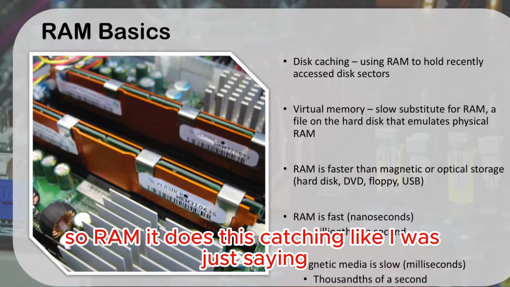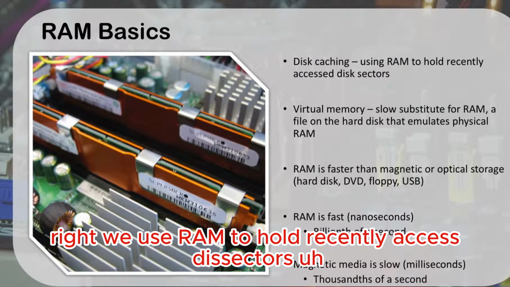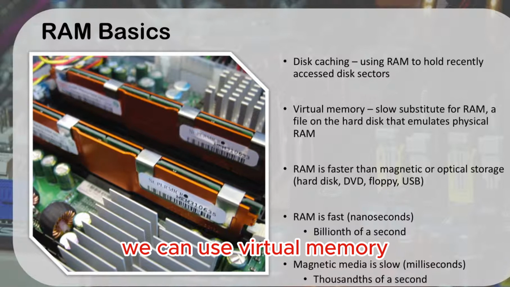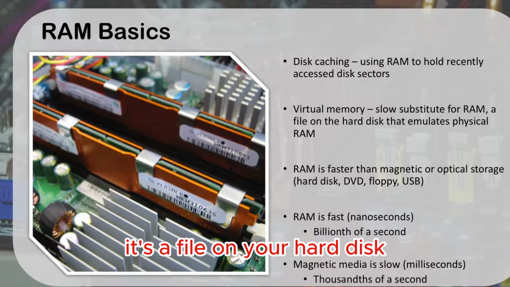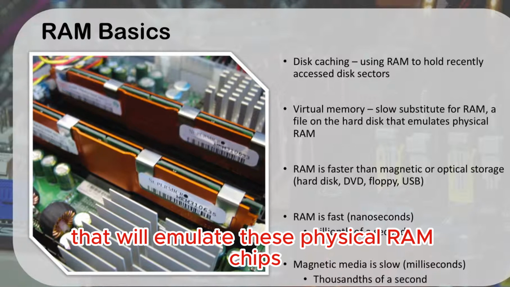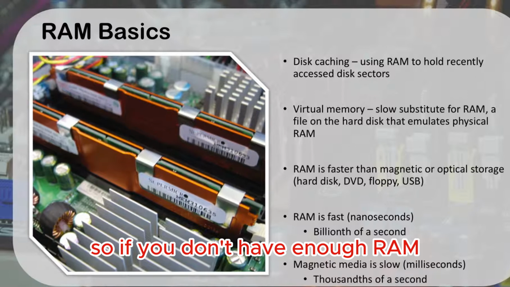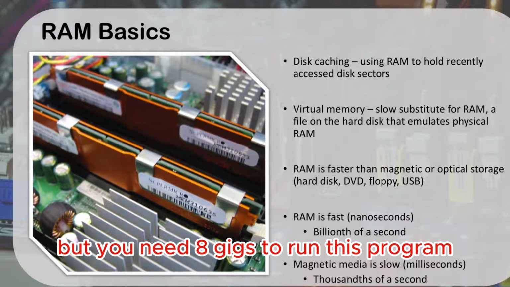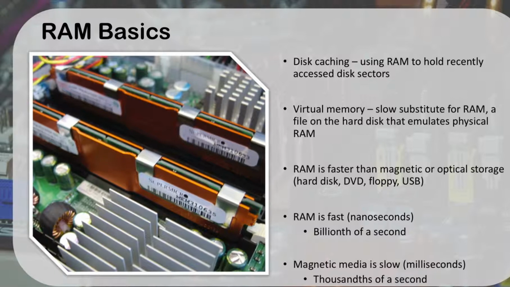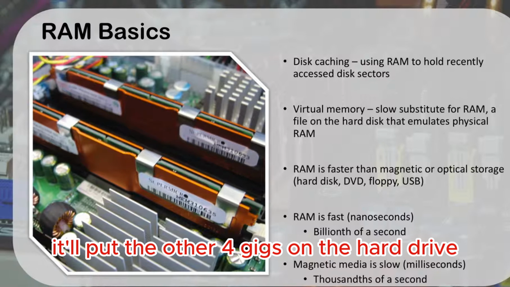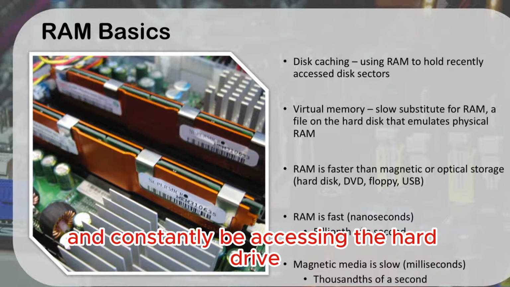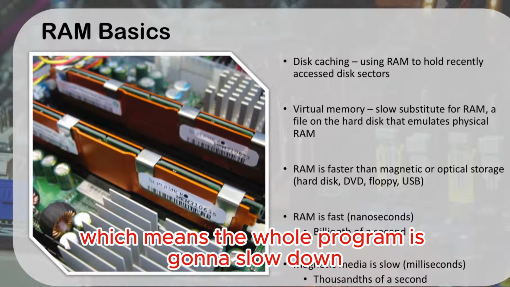So RAM does disk caching, like I was just saying, right? We use RAM to hold recently accessed disk sectors. We can use virtual memory, which is a slow substitute for RAM. It's a file on your hard disk that will emulate these physical RAM chips. So if you don't have enough RAM, say you only have 4 gig in your machine, but you need 8 gigs to run this program, what it'll do is put the other 4 gigs on the hard drive and constantly be accessing the hard drive, which means the whole program's going to slow down.